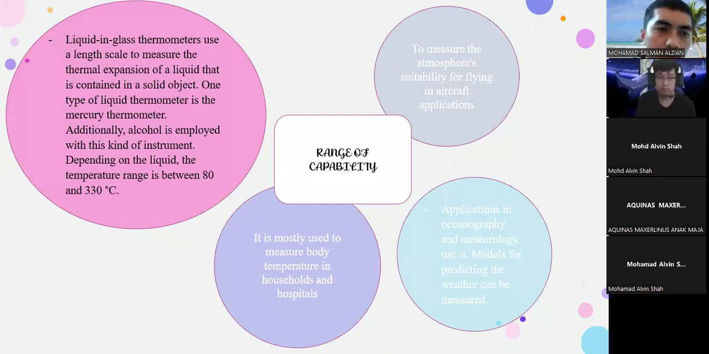Range of capability. Liquid in glass thermometers use a length scale to measure the thermal expansion of a liquid that is contained in a solid object. One type of liquid thermometer is the mercury thermometer. Additionally, alcohol is employed with this kind of instrument. Depending on the liquid, the temperature range is between 80 and 330 degrees Celsius. It is mostly used to measure body temperature in households and hospitals, to measure the atmosphere's suitability for flying in aircraft applications, and in oceanography and meteorology. Models for predicting the weather can be measured.